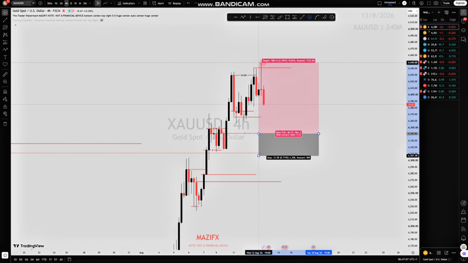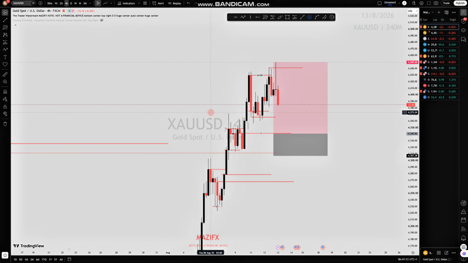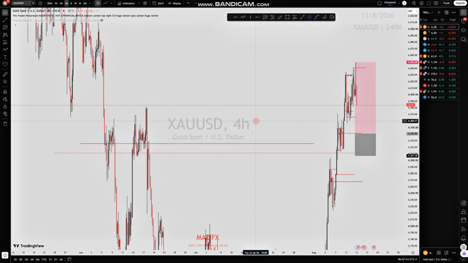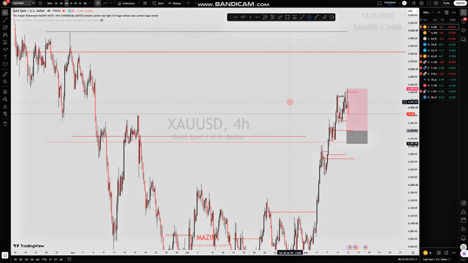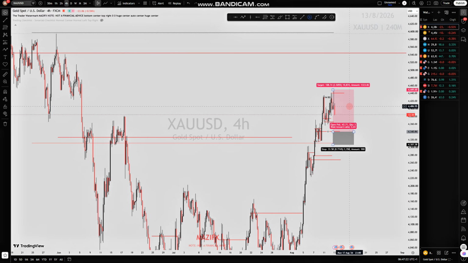Oh, beautiful. Fits in everything. It fits in all my current confluence. Yeah, it fits in everything I trade. So this will be my next trade idea on gold for now. So hopefully it works out.